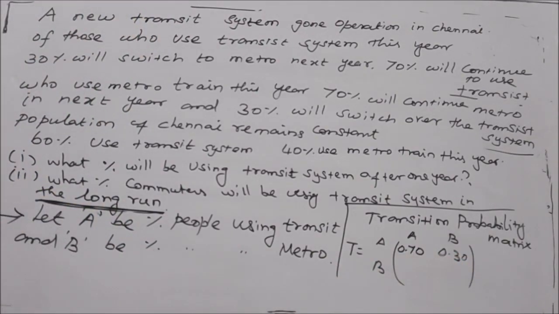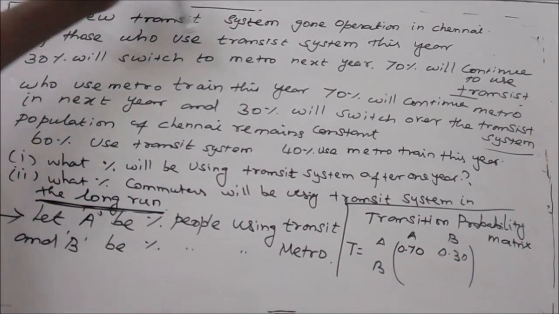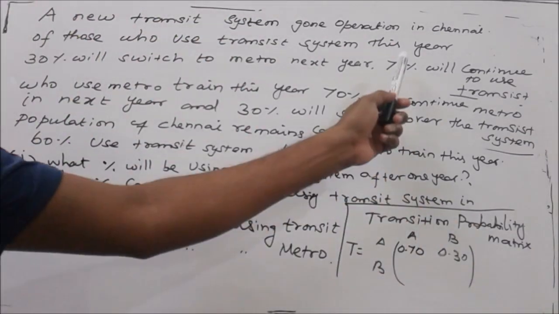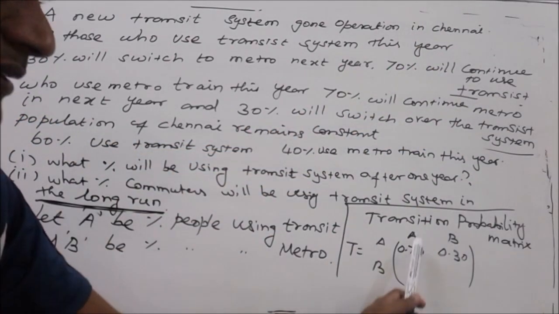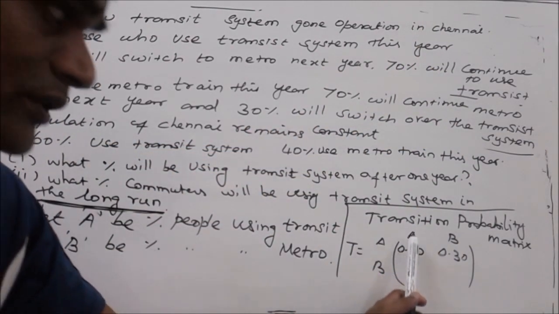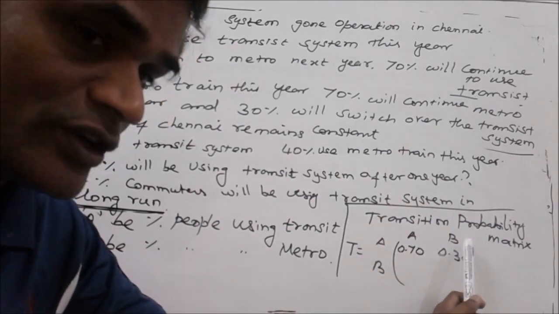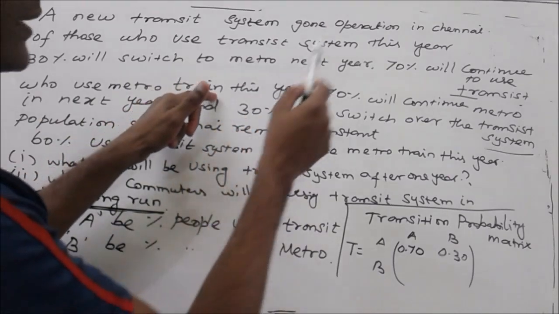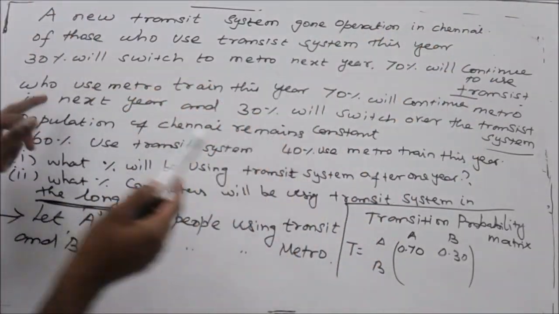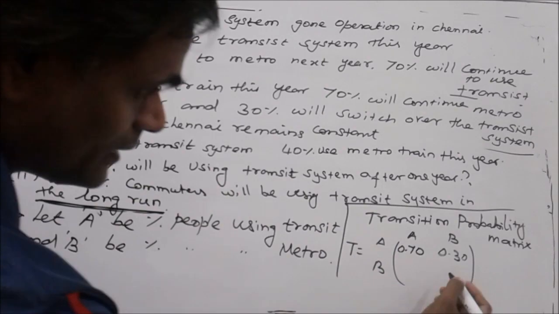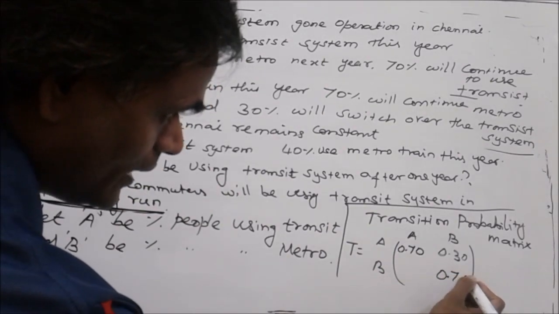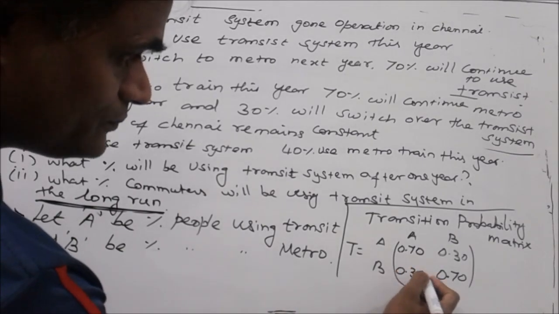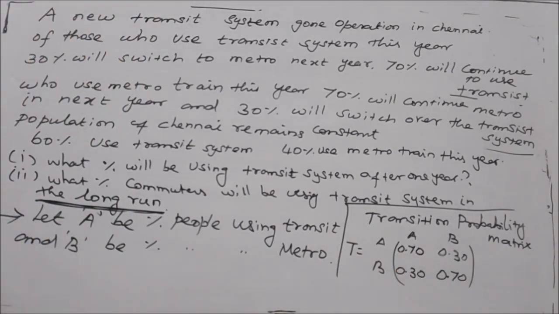The first one, listen carefully. 30% will switch over to metro. So B is metro. So 30% switch over to metro and 70% will continue to the transit system. A is transit system. 70% will continue the same system and 30% switch over to B. And the second information, who use metro train this year, 70% will continue to metro in the next year. So in the second year, 70% continue the metro and 30% switch over to transit system. It's very clear, you should understand here.